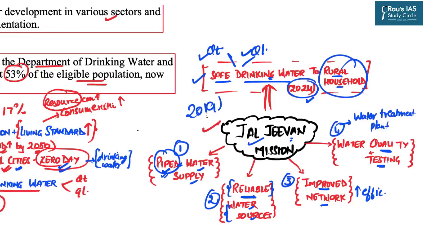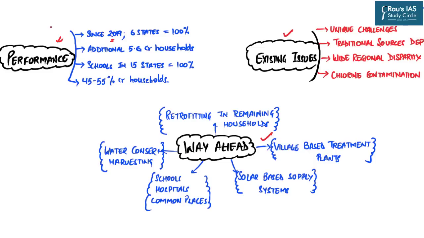It was launched in 2019 and therefore a significant time has passed. And that is why it demands of us that we should analyze the performance of this particular scheme. So now whenever we have to discuss or analyze the performance of any scheme, there are 2 aspects. The first is the goals which it has achieved till now. And second is the critical analytical part, that is what are the existing issues which are still hindering any scheme.